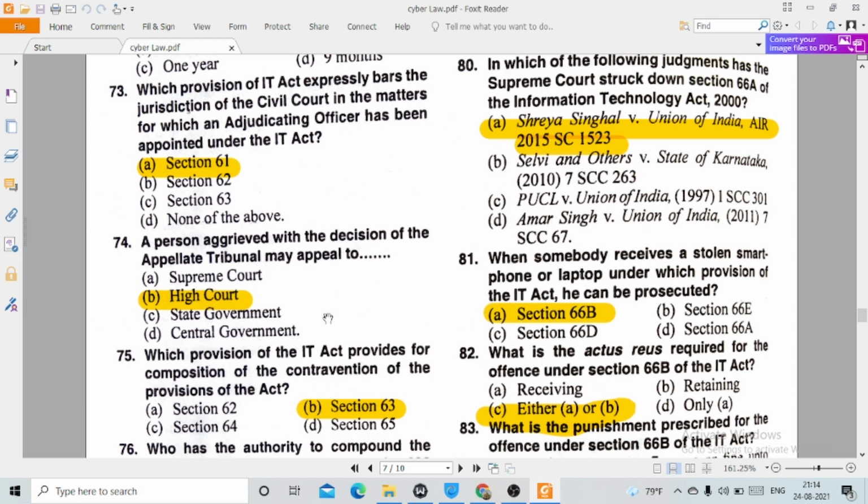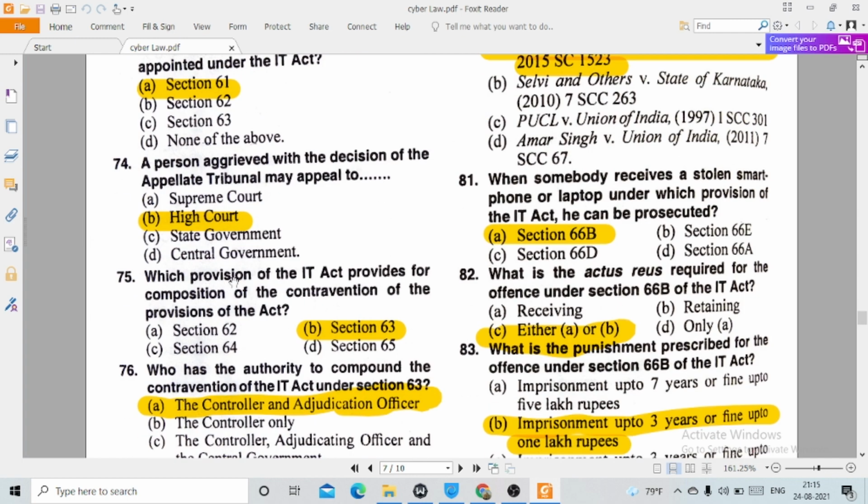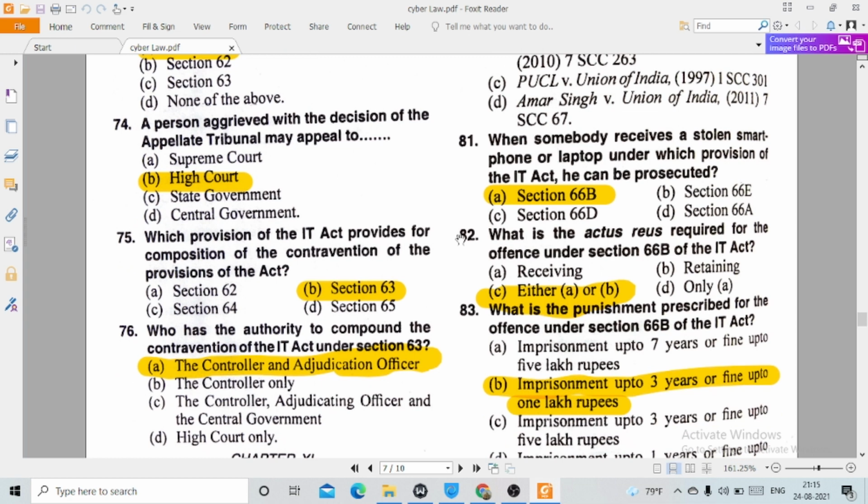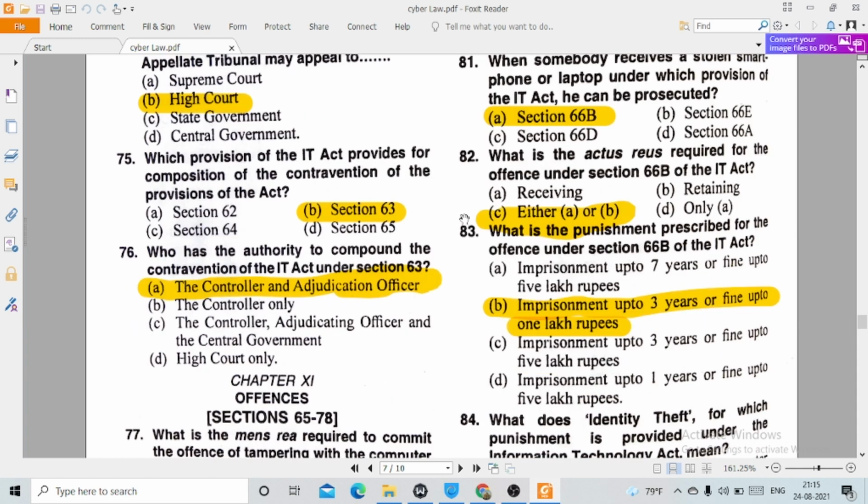A person aggrieved with the decision of the appellate tribunal may appeal to option number, High Court. We have already dealt with this question. 75. Which provision of the IT Act provides for composition of the contravention of the provisions of the Act? This has been given under section 63. 76. Who has the authority to compound the contravention of the IT Act under section 63? This could be done by the controller and adjudication officer.